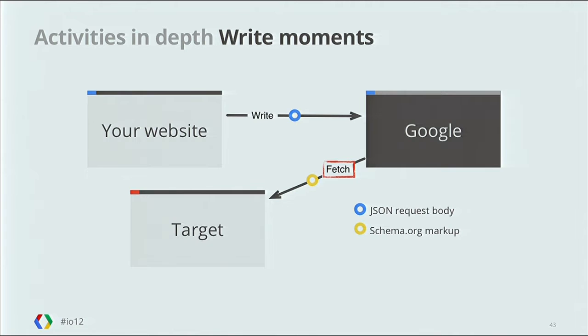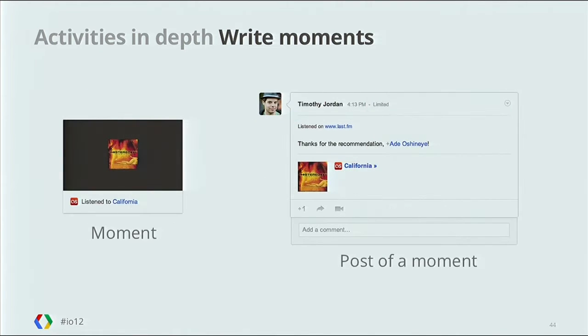All right, after you write the activity, there's a fetch step, which is how we get the information to render the moment and a post if a user makes it. Now, who's familiar with this process for when users just share on Google+, how we construct this using schema.org? Right, so a handful of us.